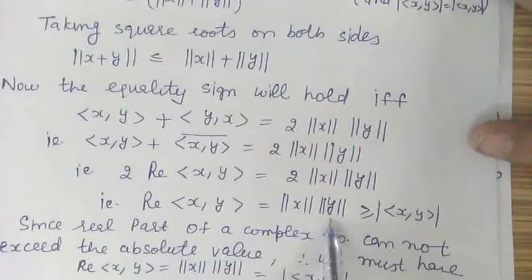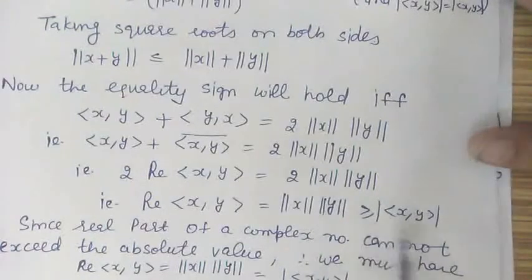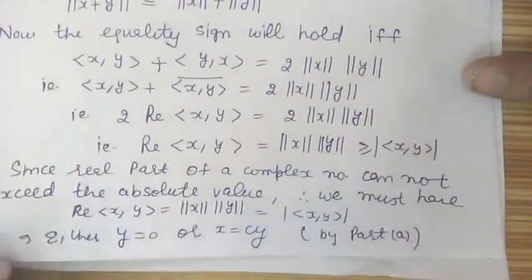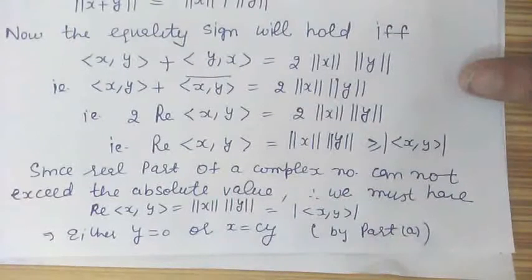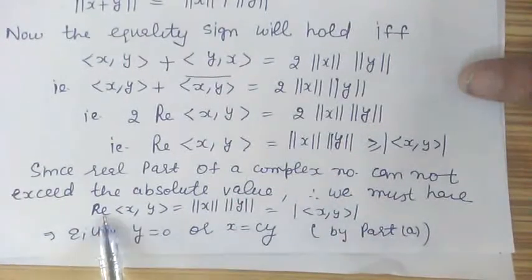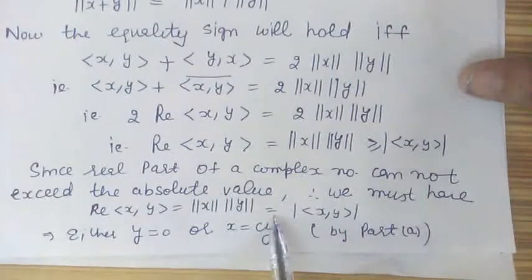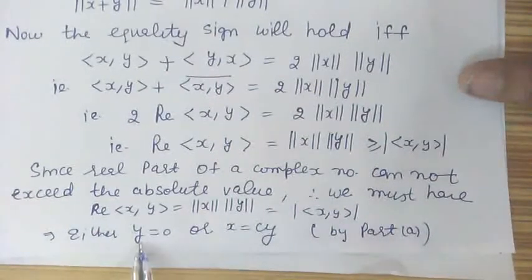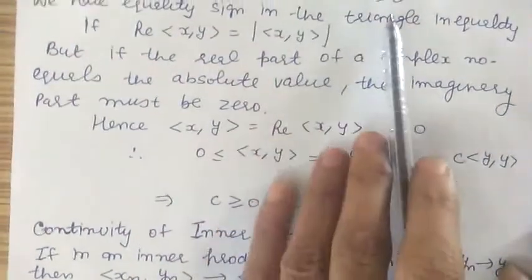Now by the Schwarz inequality, this is further greater than or equal to the modulus of the inner product of x with y. Because the real part of a complex number cannot be greater than the absolute value, we must have the equality sign here. So the real part of the inner product of x with y is equal to the absolute value of the inner product of x with y. Thus we can say that either y is 0 or x is equal to cy. Now it remains to prove that c is real and non-negative.